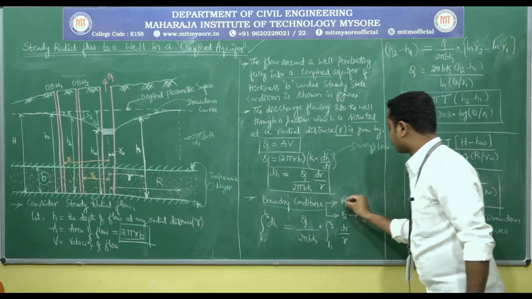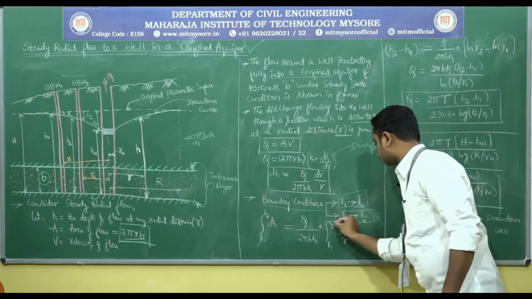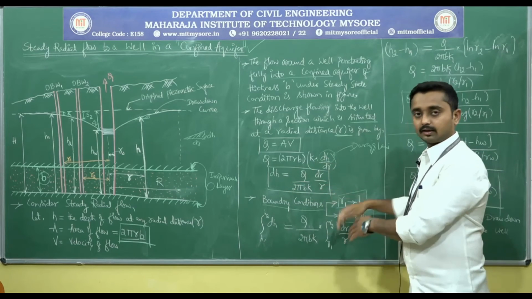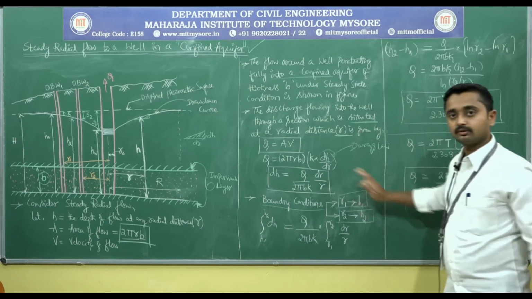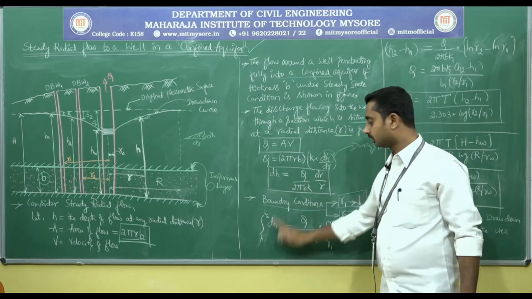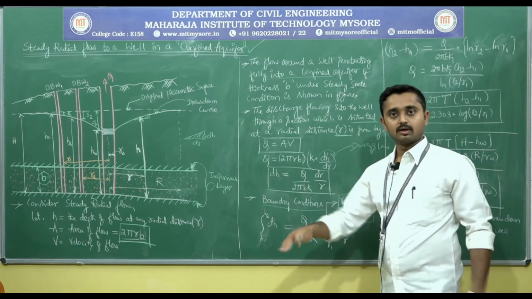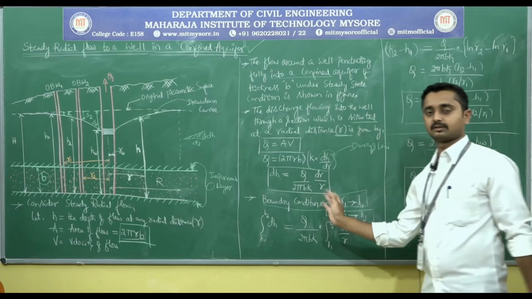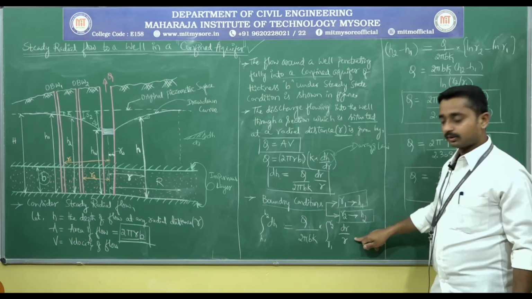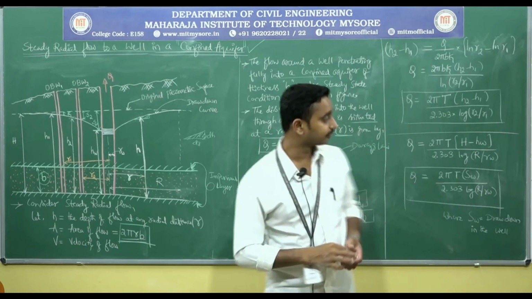At radial distance r1, the depth of flow is h1. At radial distance r2, the depth of flow is h2. Substitute and integrate this equation between these boundary conditions. Integration of dh between limits h1 to h2 equals Q divided by 2 pi bk, which is constant and treated outside, times integration of dr by r between limits r1 to r2. Now, very simple integration.